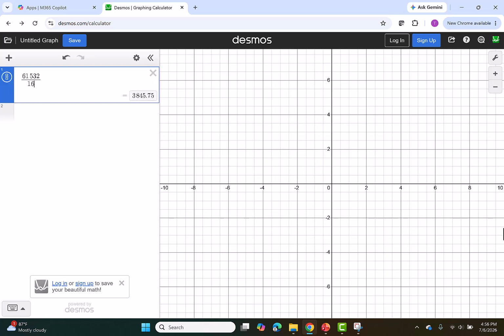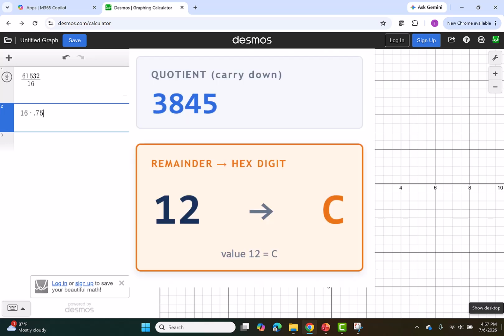We get 3,845.75. The 3,845 is our quotient. We need to deal with this 0.75 remainder. So we can do 16 times 0.75, and it gives us 12. That says 12 is our remainder, so we're going to hold on to that. We also want to remember that 12 is equivalent to C in hexadecimal, so our first remainder is C.